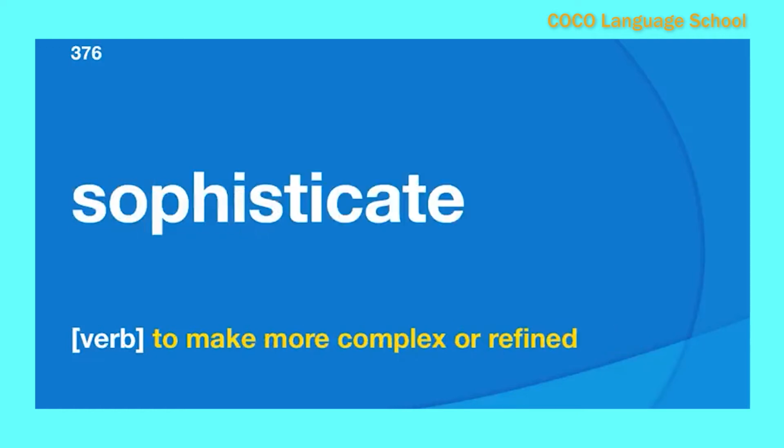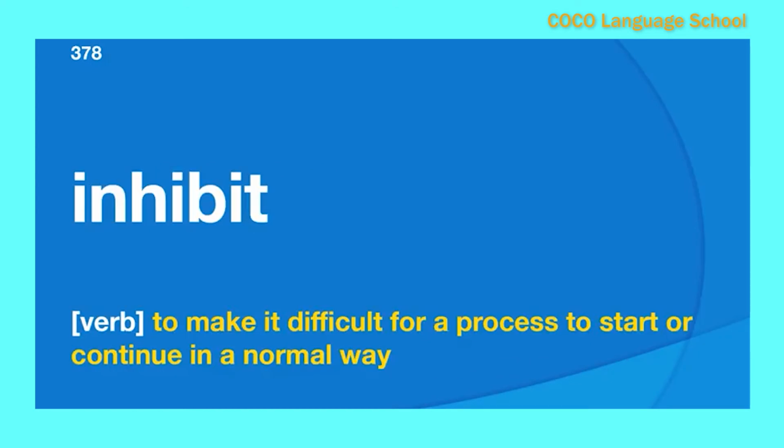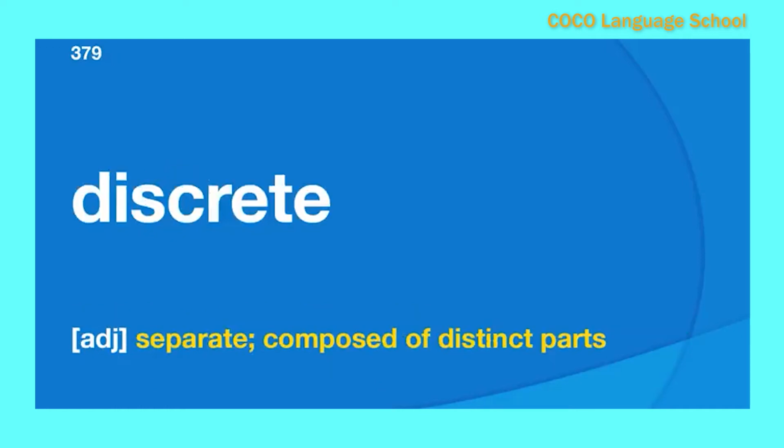To make more complex or refined. Sophisticate. Not made by people, not created by nature. Artificial. To make it difficult for a process to start or continue in a normal way. Inhibit. Separate, composed of distinct parts. Discrete.